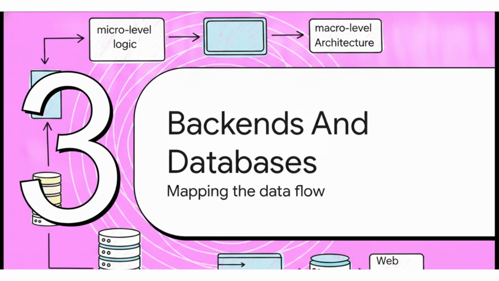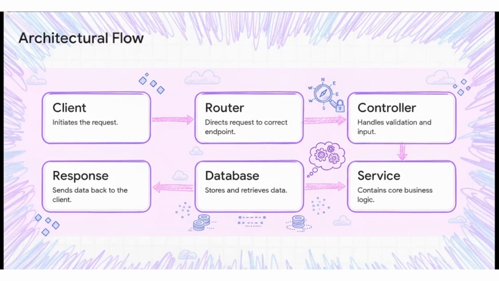All right, part 3, backends and databases. This is where we start mapping out the flow of data. When you start scaling up to web servers, it's not just about the code anymore, it's about the entire architecture.